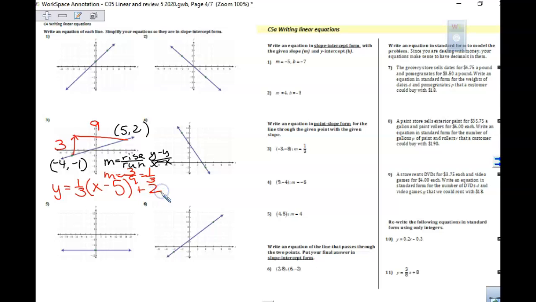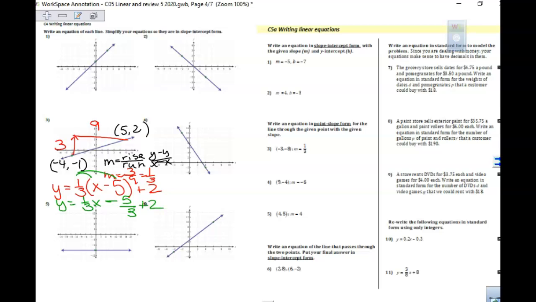We use the distributive property. As I distribute this, I'm going to end up with y equals what? 1/3 x plus, minus 5/3, plus 2. So this is definitely not coming out nice, right? This is the work I'm going to want to see to get that answer, because this is going to be a 4 or 5 point question. I know this part is easy, but now I have to add these fractions together.